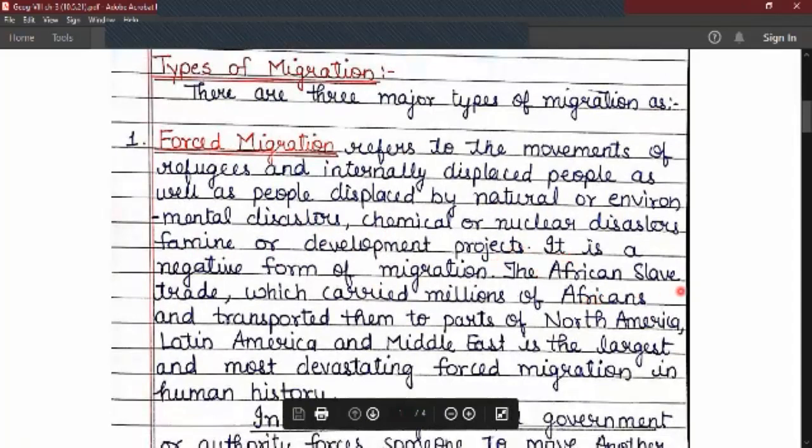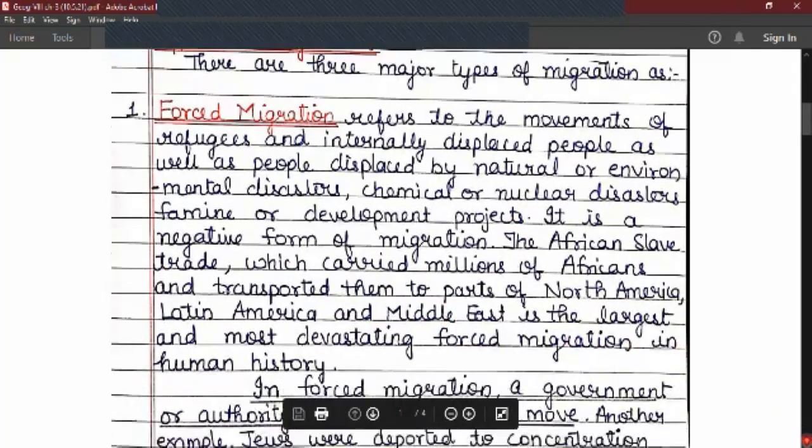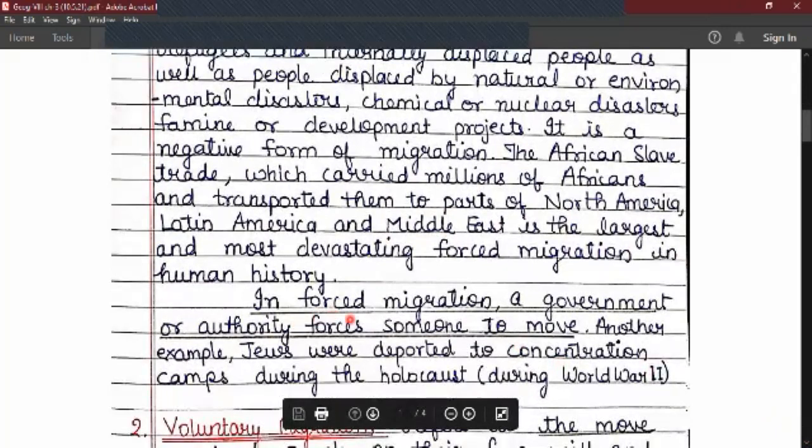The African slave trade, which carried millions of Africans and transported them to parts of North America, Latin America, and Middle East, is the largest and the most devastating forced migration in human history. Students, in forced migration, a government or authority forces someone to move. Another example is Jews were deported to concentration camps during the Holocaust, during your Second World War.